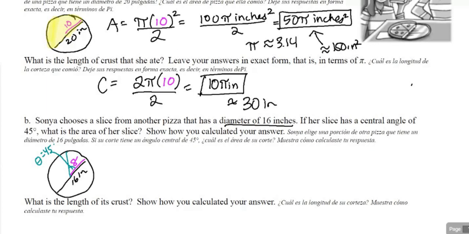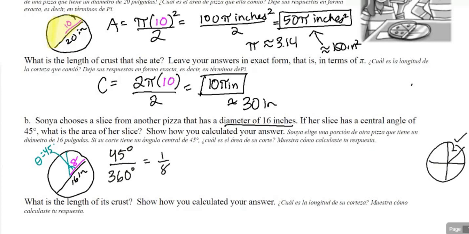Let's think about this. 45 degrees means that she's taking up, I think, an eighth of the circle. Is 45 divided by 360 an eighth? Yeah, it's an eighth. That makes sense, because if you have a whole circle, you break it into 90s, and you break it into, yeah, it's definitely an eighth.